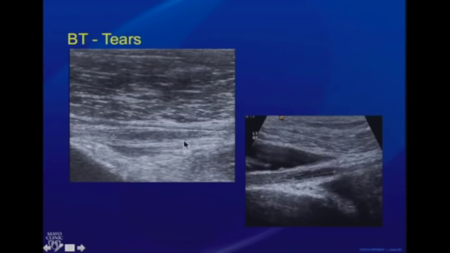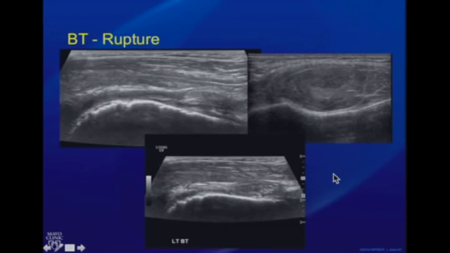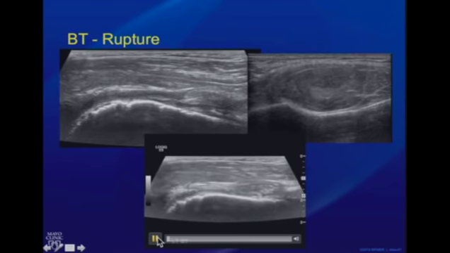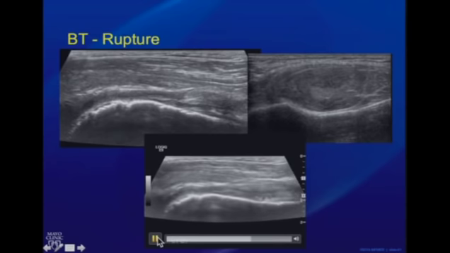Here's an example of an intrasubstance biceps tendon tear. You can see it's heterogeneous and hypoechoic. Here's a more obvious intrasubstance biceps tendon tear. A full rupture of the biceps tendon leads to the Popeye sign. There is no biceps tendon in the groove, and as you come inferiorly, you find a bulging of the biceps muscle itself. Here's a little video which again demonstrates the empty biceps tendon groove and the bunched up biceps tendon more distally.